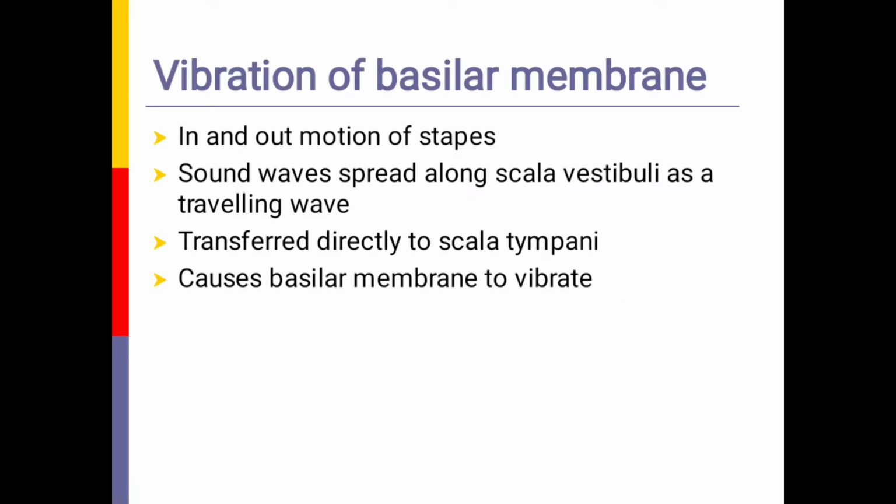How does the transduction of the sound waves occur? It starts with the vibration of the basilar membrane. Sound waves from the middle ear enter the inner ear through the oval window by the in and out motion of the stapes. Sound waves entering the inner ear spread along the scala vestibuli like a traveling wave. Most of the sound energy is transferred directly to the scala tympani, which makes the basilar membrane vibrate.